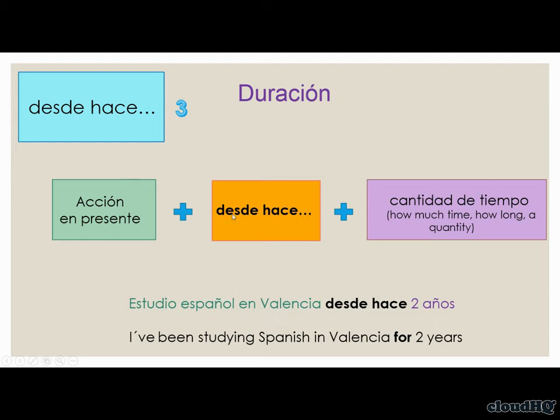Then we use the desde hace, and then the quantity of time. Because after hace, because that's the last one here, desde hace, the last word we've got is hace, this requires the quantity of time. So estudio español en Valencia desde hace 2 años. I've been studying Spanish in Valencia for 2 years.